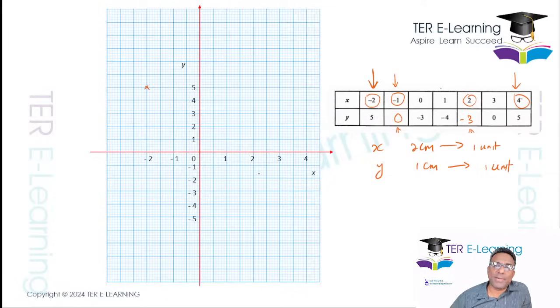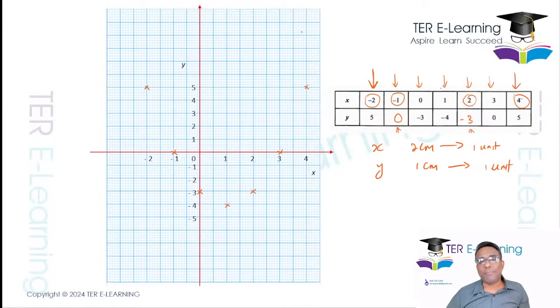And I'm going to plot -1, 0. So -1, 0 is going to be here. Then we're going to plot 0, -3. That's going to be here. Then we have 1, -4. That's going to be here. Then we have 2, -3. So that's going to be here. Then we have 3, 0. That's here. And then the last one that we have here is 4, 5. 4, 5 is up here, right?